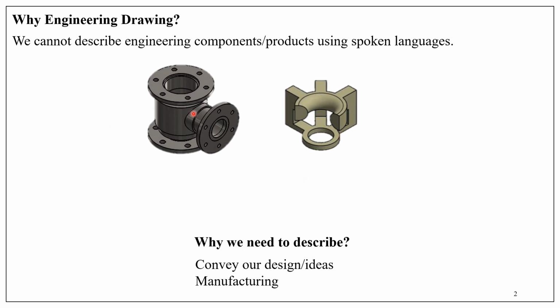Hence, components like these cannot be described in spoken languages. Therefore, drawing is imperative in engineering. What we see on the screen is a pictorial drawing, or it is called an isometric drawing. Using this, one can easily understand the component or the product. So these types of pictorial or isometric drawing are used to explain the concepts.